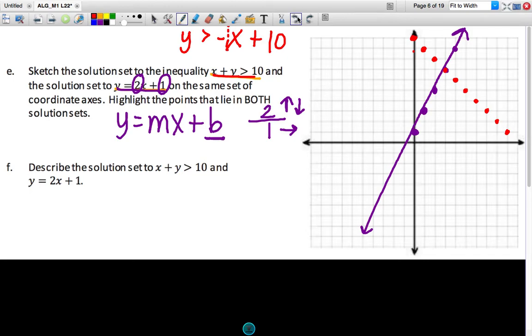Remember with inequalities, we have dotted and solid lines. Since this symbol is greater than, with no bar underneath, this would be a dotted line. Dotted or dashed, however you look at it. And my symbol is greater than, which means when it comes to shading, I need to shade above the line, greater than. So above this line would be all pink.